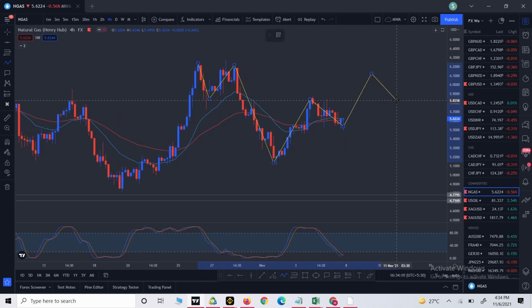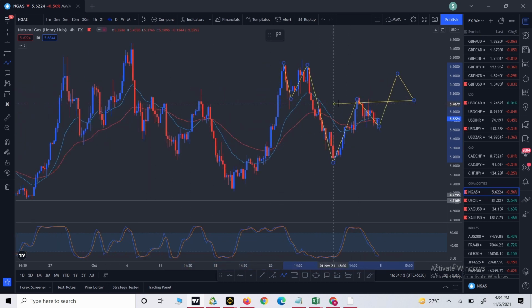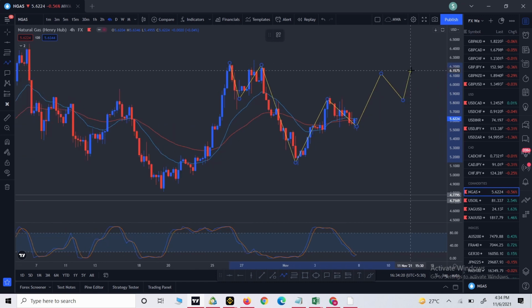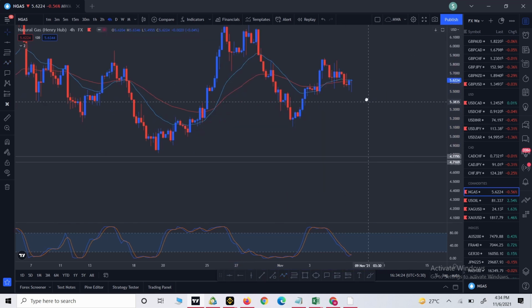So in that scenario, we can wait for a pullback into this strong support zone and then look for some kind of bullish price actions on the low time frames to go long here. That's going to be a possibility.